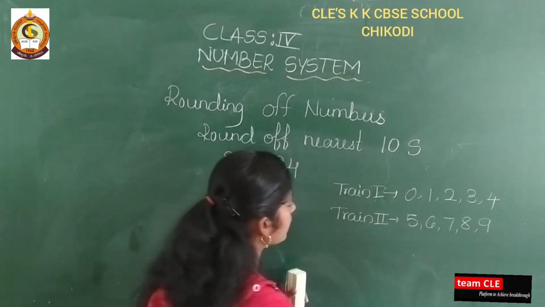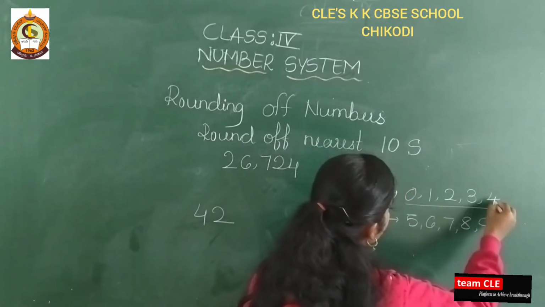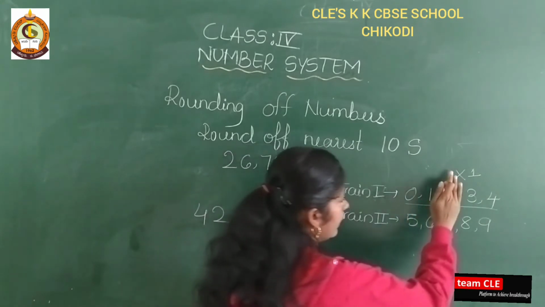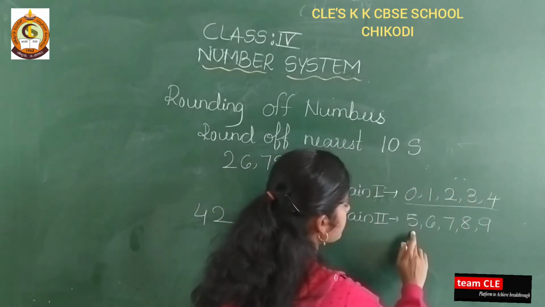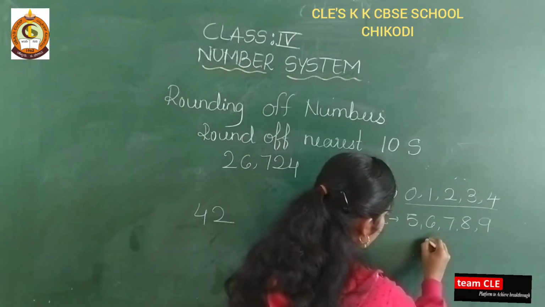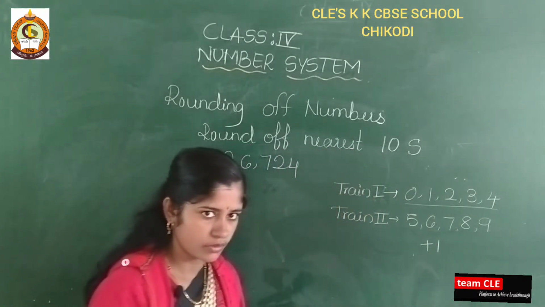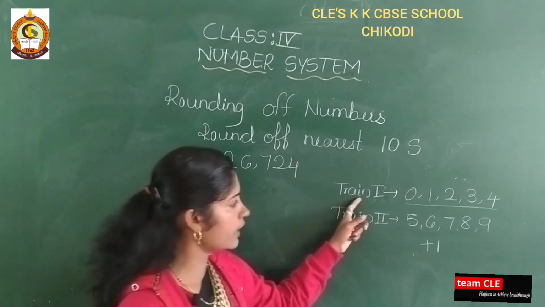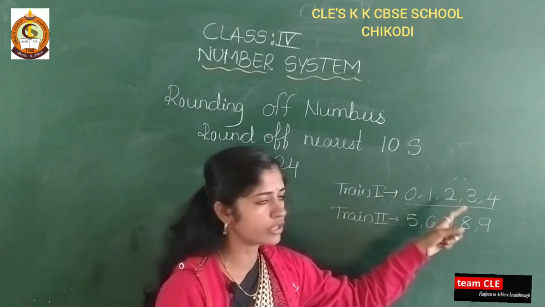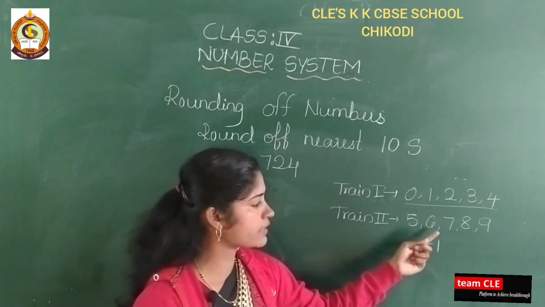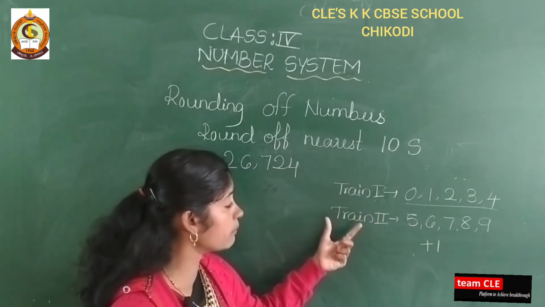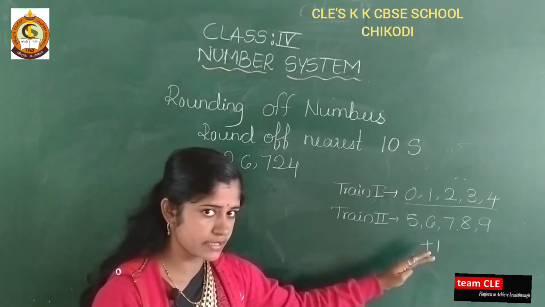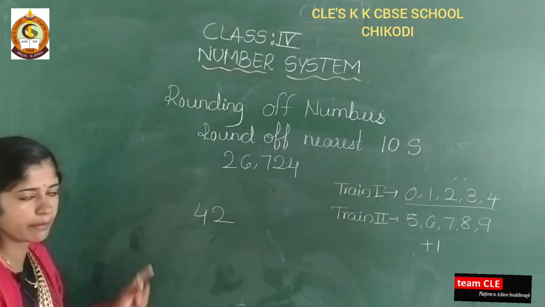If the number is in train number 1, there is no need to add 1. And if the number is in train number 2, you need to add 1. I hope you are getting my point. There are 2 trains here. In train number 1, 0, 1, 2, 3, 4, and in train number 2, 5, 6, 7, 8, 9. If the number is in train number 2, you need to add 1. Yes, this is clear. Then come to this example.